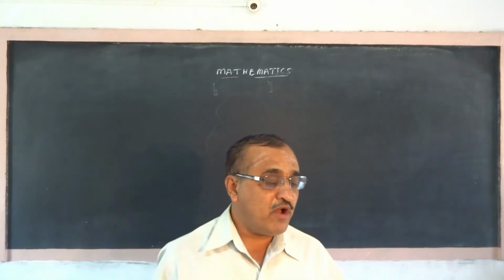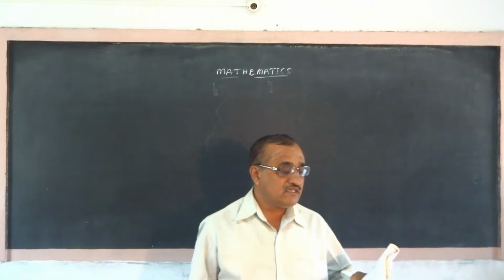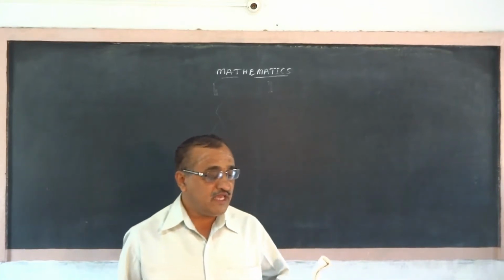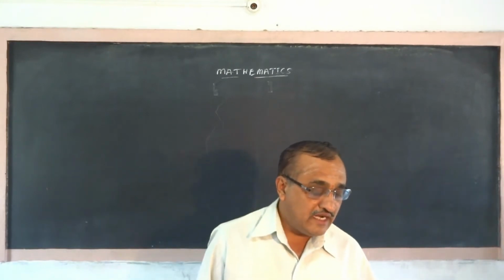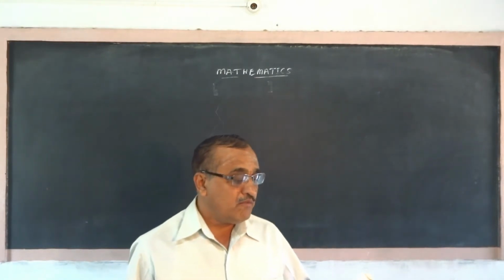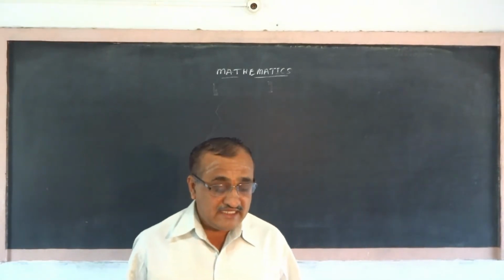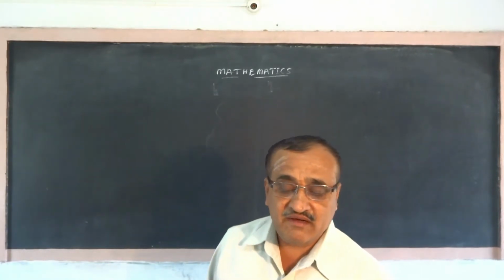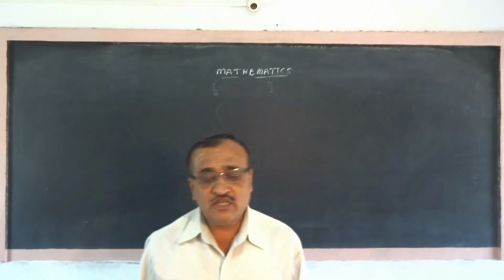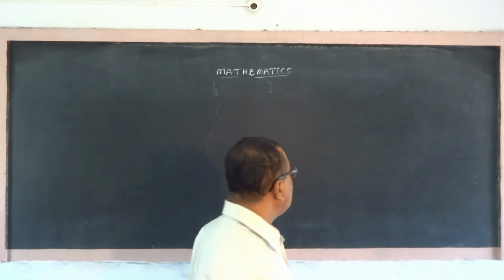E is a point on side CB produced of an isosceles triangle ABC with AB equals AC. If AD is perpendicular to BC and EF is perpendicular to AC, prove that triangle APD is similar to triangle ECF. We have to prove it. So now how to prove this one? Draw the figure. How do you draw this figure?